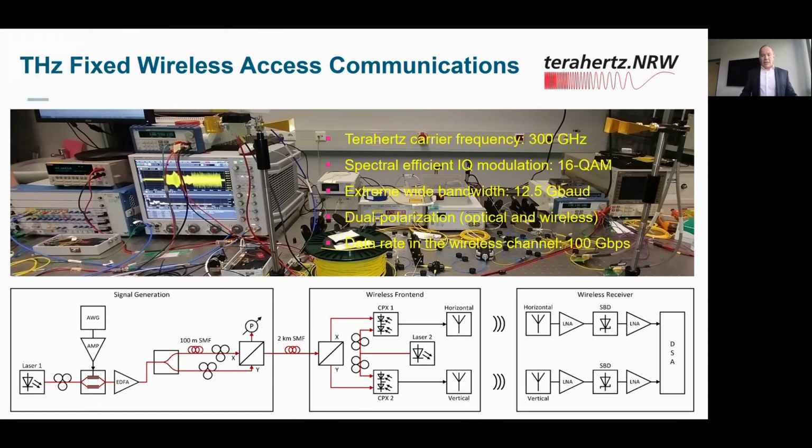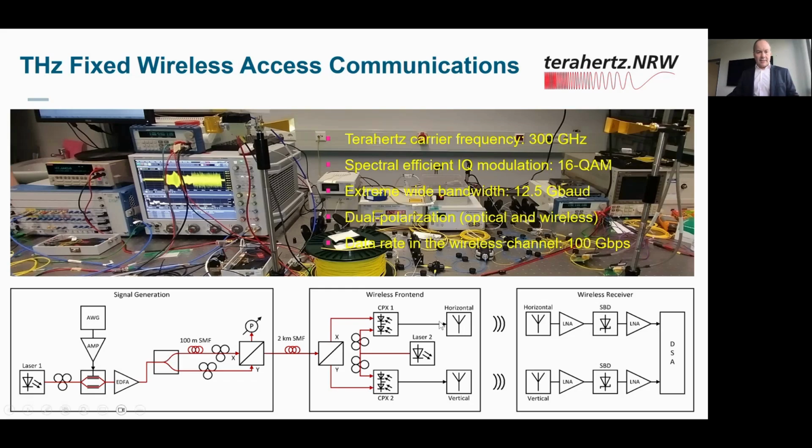Okay, now we are changing the gears a little bit. We are now looking at the implementation of these technologies in communication systems. I will start with talking about fixed wireless access communications. This is systems where we have basically two antennas. They are looking at each other and they are communicating on a wireless channel. The frequency of this wireless channel can be varied.